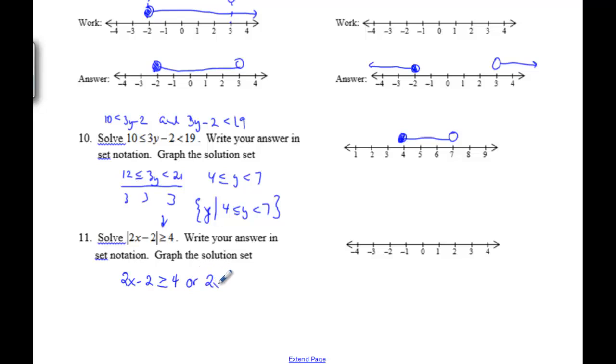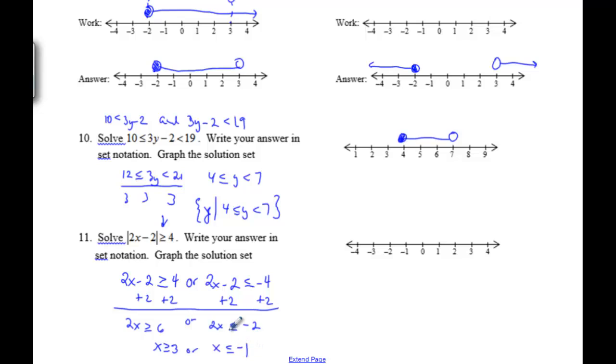Then we have 2x minus 2. Flip the sign, and we set it equal to -4. To both equations, you can add 2, we can add 2, and add 2. Keep the or brought down. We're going to get 2x is greater than or equal to 6. 2x is less than or equal to -2. Last thing we have to do is divide by 2, and we get x is greater than or equal to 3, or x is less than or equal to -1.